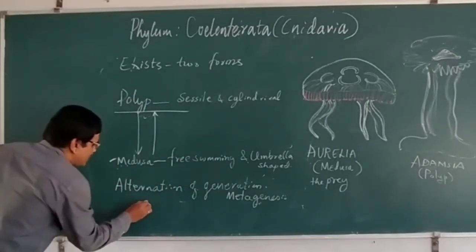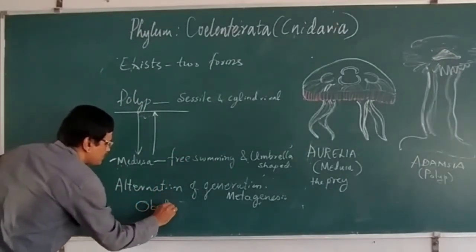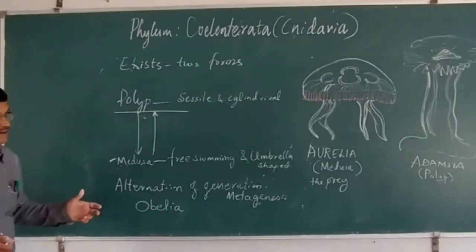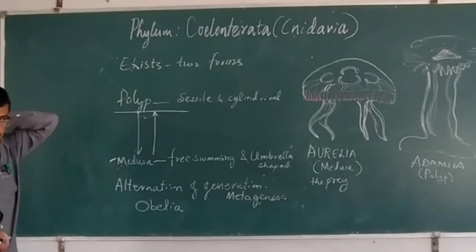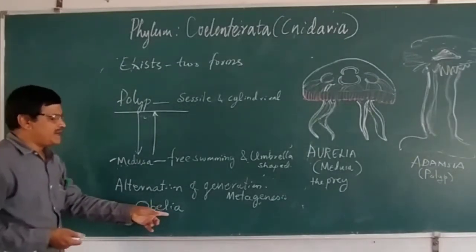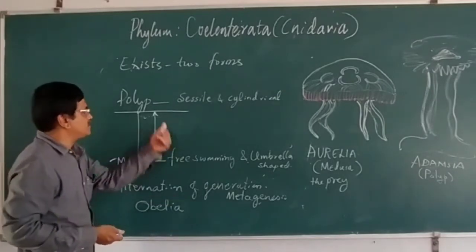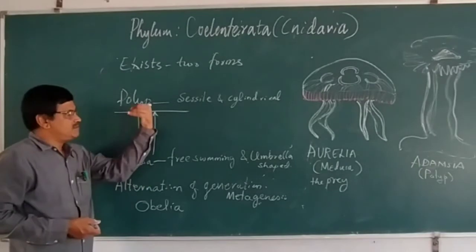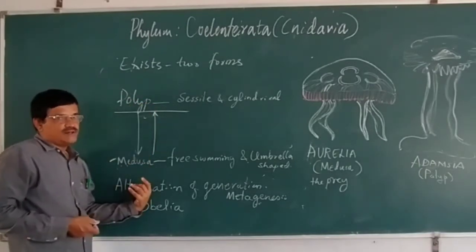Example is Obelia. Obelia is a colonial form of cnidarian found in the marine habitat, and the body of Obelia has both polyp and medusa, both polyp and medusoid structure.